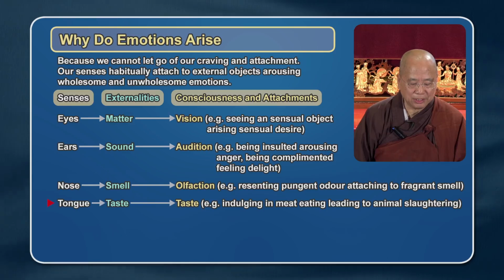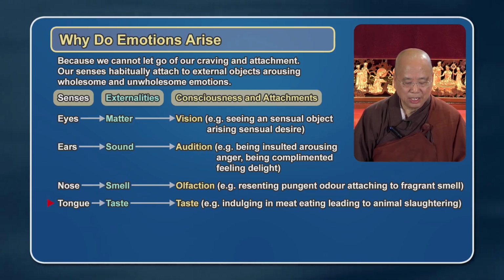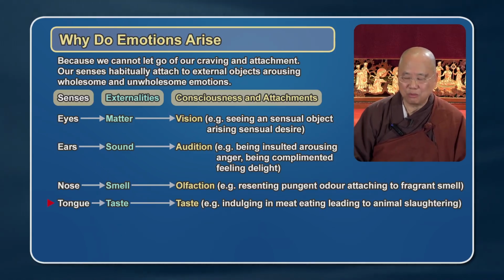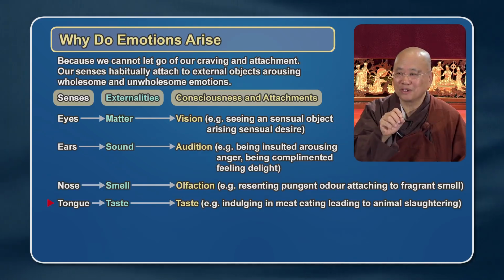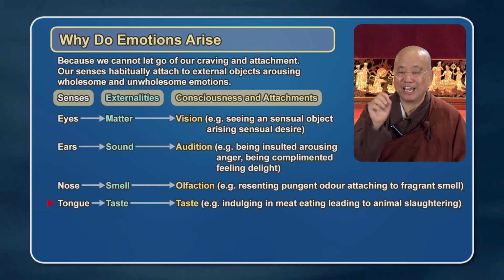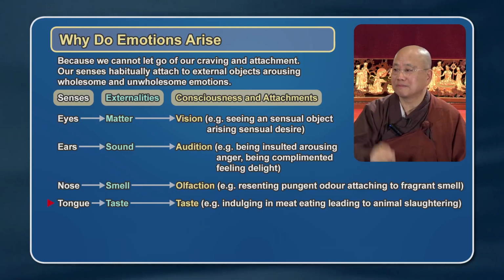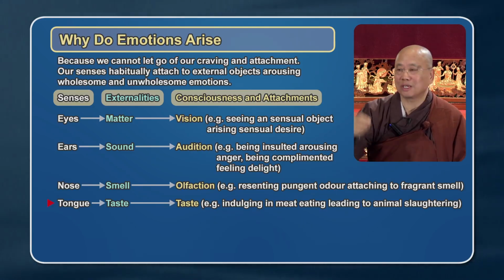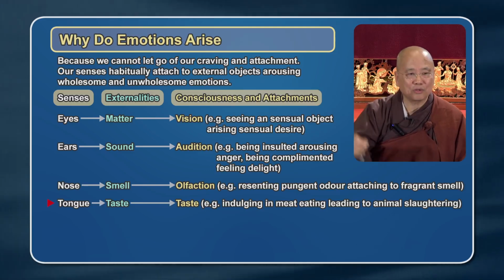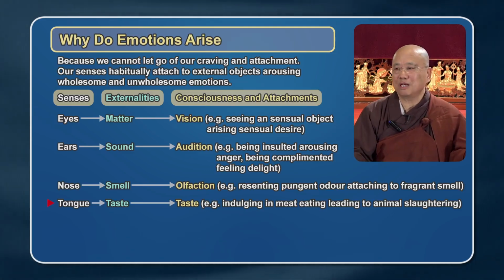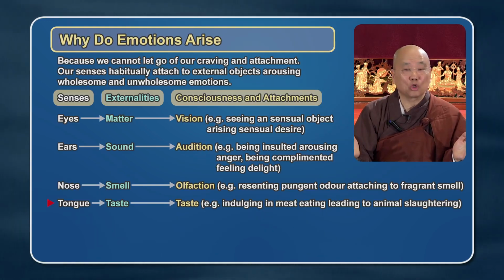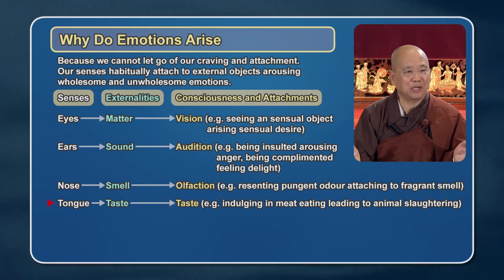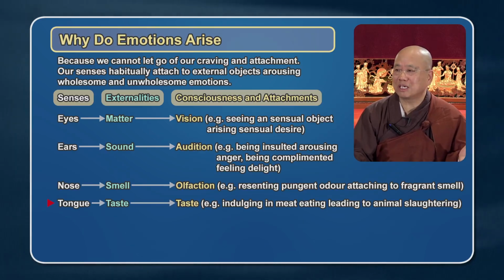And tongue, taste consciousness. Indulging in meat eating leads to animal slaughtering, because your tongue is always attached to the taste of animal flesh. You like chicken, you like duck, you like steak, you like pork chop. You don't care that those animals are being slaughtered for you. You don't care about the cruelty applied to animals. You don't care how they suffer when they're being killed, because your tongue just likes the taste.